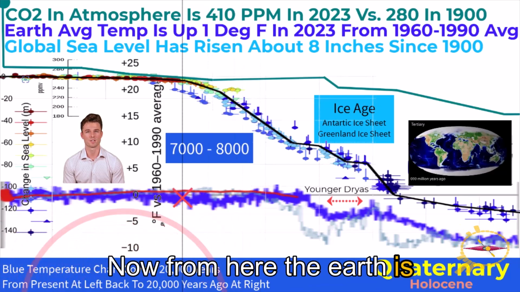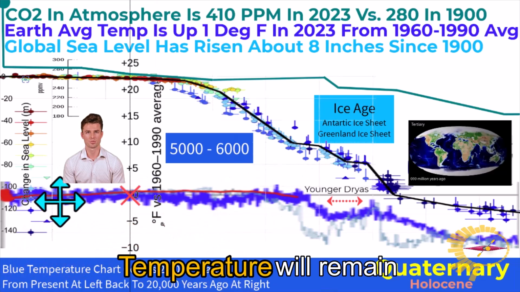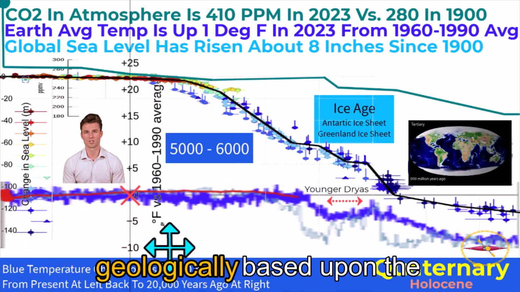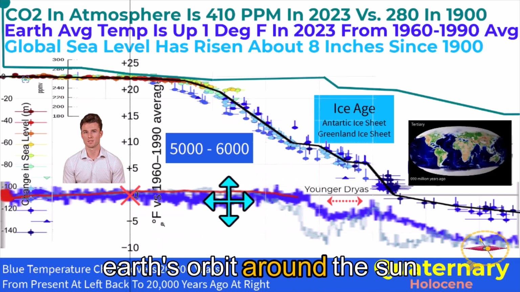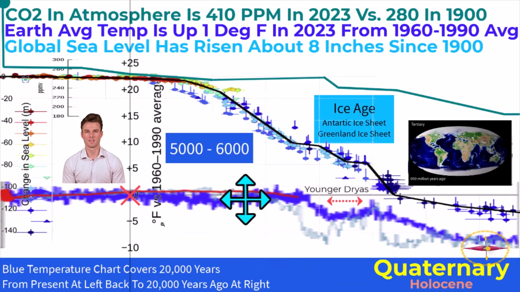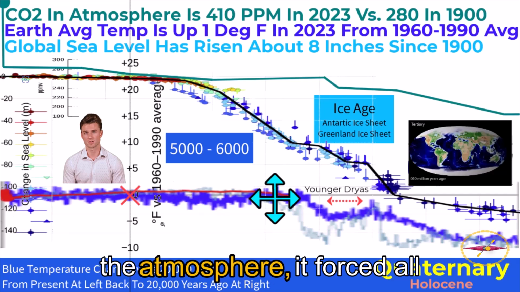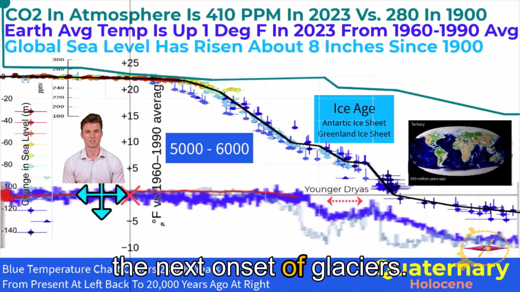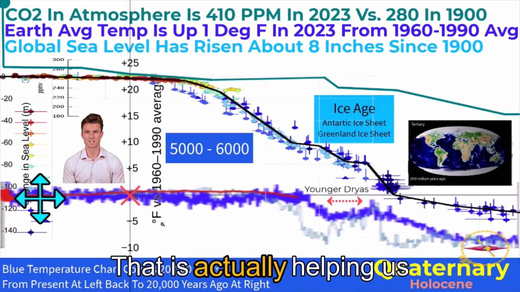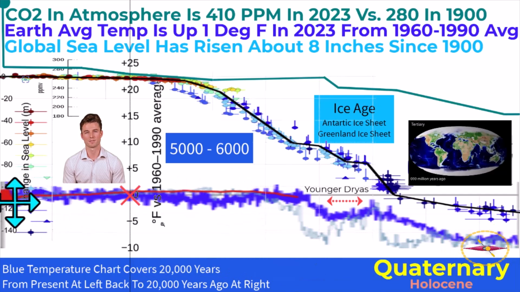Now from here the Earth is going to experience some relatively stable temperatures. Temperature will remain level even though, geologically based upon the Earth's orbit around the Sun, the Earth should have begun a cooling period around about here. It is thought that because human beings have been adding carbon dioxide to the atmosphere, it forestalled the next onset of glaciers. That is actually helping us experience a milder climate than we normally would have.